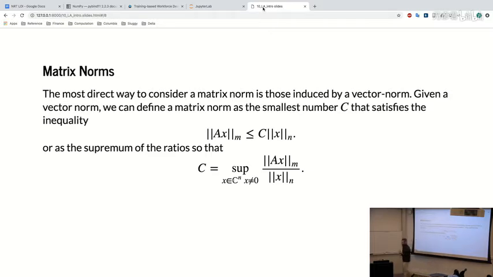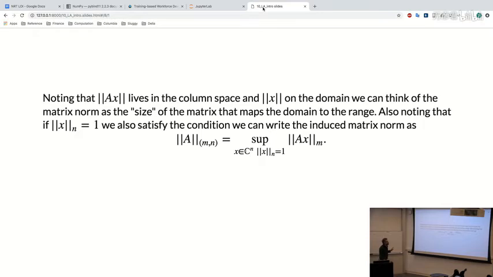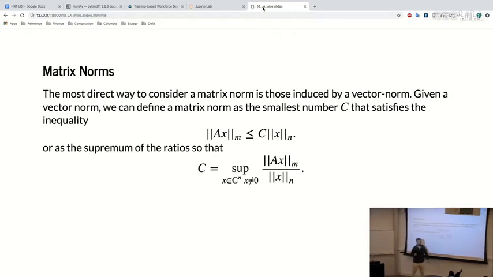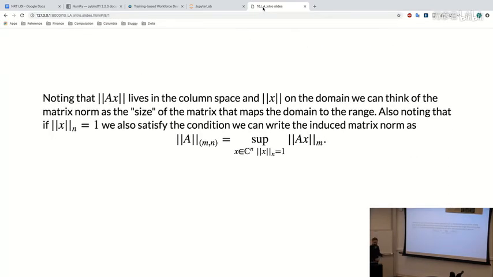There's a geometric picture to this which is actually useful. Again, I'm going to really just think of N and M as being the same. I can always choose X to be a unit vector in some norm, that is, its norm is 1, length 1. In that case, this is a slightly simpler idea: the norm of A is the maximum value, the supremum, of the M norm of A times X over all unit vectors.